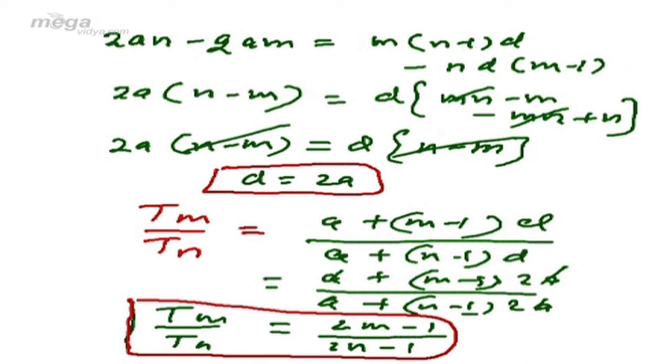Now we have to find the ratio of Tm upon Tn. Therefore, Tm is a plus m minus 1 into d and Tn is a plus n minus 1 into d. Now we put d is equal to 2a here. Then we get Tm upon Tn is equal to 2m minus 1 upon 2n minus 1. This is the question that is related to AP.